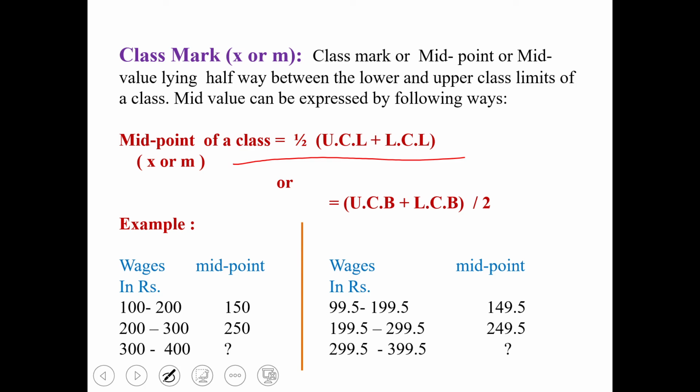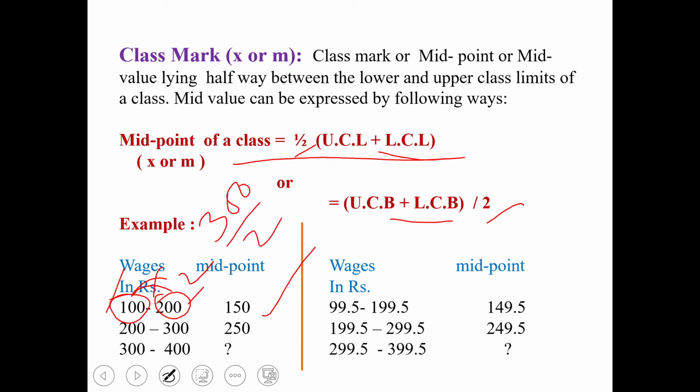Okay, so here's the formula: 1 by 2 in bracket upper class limit plus lower class limit, that is, upper class limit plus lower class limit divided by 2. Okay, so this is our upper class limit and this is our lower class limit. So once you add these two values and divide it by 2, then you will get the mid values. So here the upper limit is 200 and the lower limit is 100. So 200 plus 100, that is actually 300. So 300 divided by 2, you will get 150.